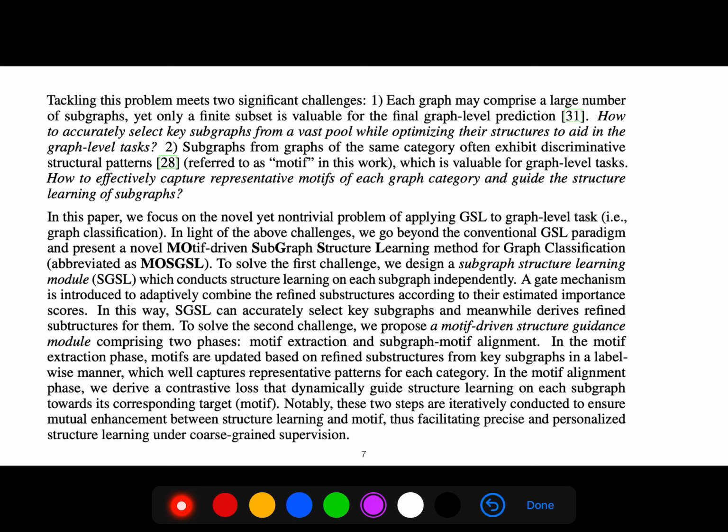graph-level task. The second challenge is that subgraphs from graphs of the same category often exhibit discriminative structural patterns, which is valuable for graph-level tasks. How to effectively capture representative motifs of each graph category and guide the structural learning of subgraphs.